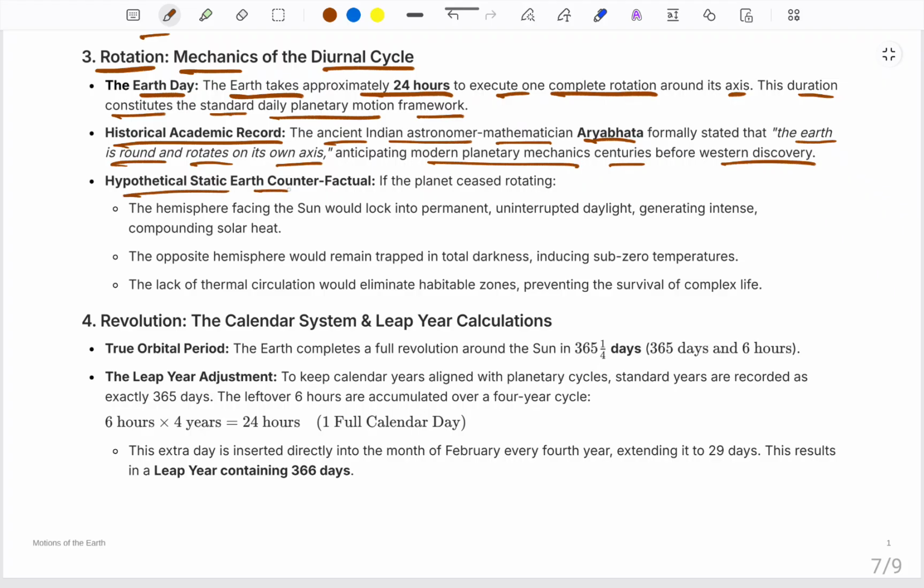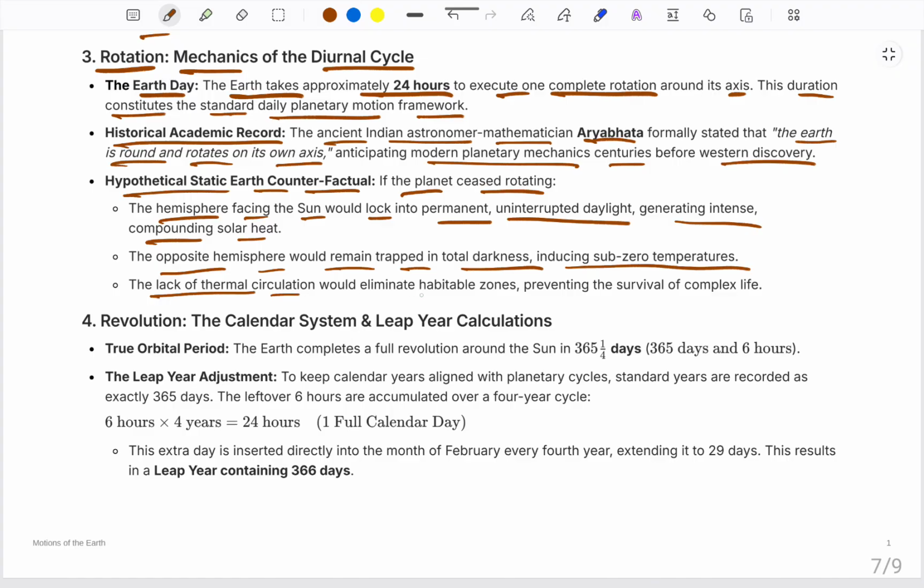Hypothetical static Earth counterfactual: if the planet stopped rotating, the hemisphere facing the Sun would lock into permanent, uninterrupted daylight, generating intense, compounding solar rays. The opposite hemisphere would remain trapped in total darkness, including sub-zero temperatures. The lack of thermal circulation would eliminate habitable zones, preventing the survival of complex life.